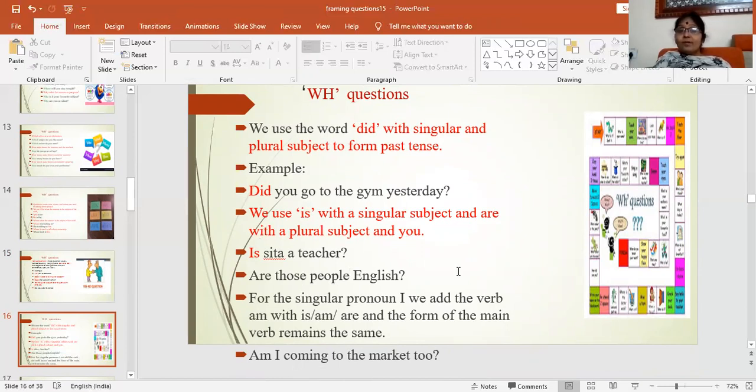So what have we learned? We learned that the helping verb is is used in the question with a singular subject. Is Sita a teacher? And we use are when it is plural. Are those people English? Right? And then we also know that for the singular pronoun I, we add the verb am with is, am, are, and the form of the main verb remains the same. It does not change. For example, am I coming to the market too? Right?